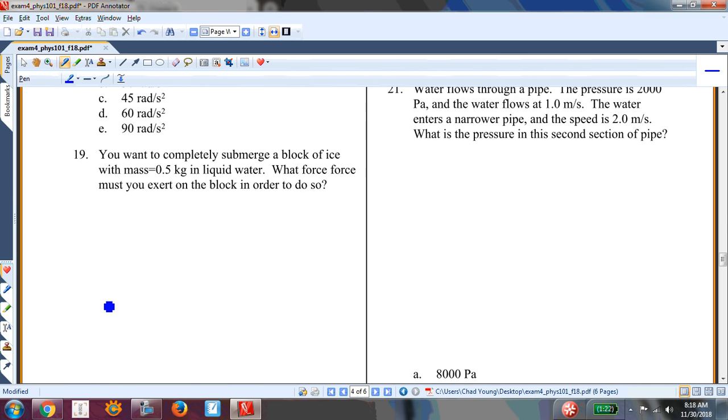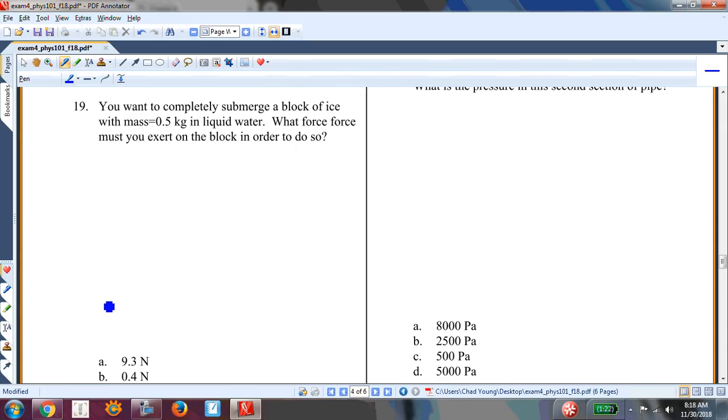You want to completely submerge a block of ice with mass a half a kilogram in liquid water. What force, not two forces, just what force must you exert on the block in order to do so? All right. This seems like a simple question, but it's not. There are several things, and this was like the grouper question that you had in OpenStax. I have a block of ice. There are two forces acting on it, the buoyant force and the weight.